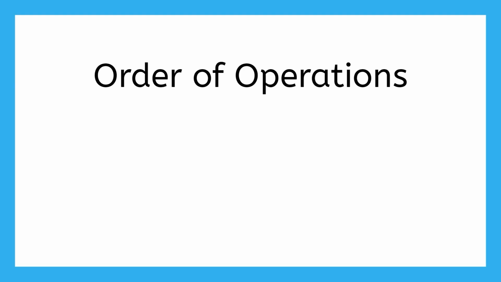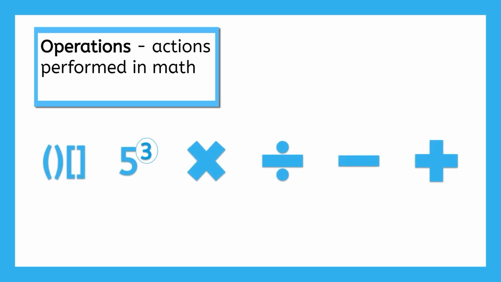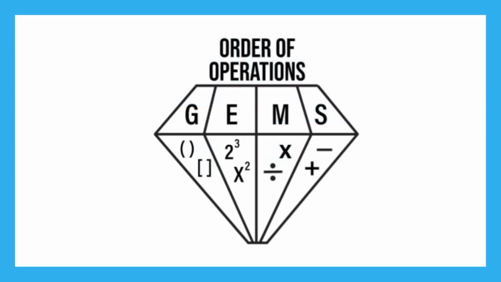In our most recent lesson, you learned that operations are actions that we perform in math, like grouping symbols, exponents, multiplication, division, subtraction, and addition. The order of operations is the sequence in which mathematical operations should be performed. When solving a complex problem, start with the grouping symbols, like parentheses or brackets, followed by simplifying the exponents, then tackling the multiplication and division, and finally handling any remaining subtraction and addition. To help us remember this order, we use GEMS. Ready to put our knowledge to the test? Have those guided notes handy, and let's go.